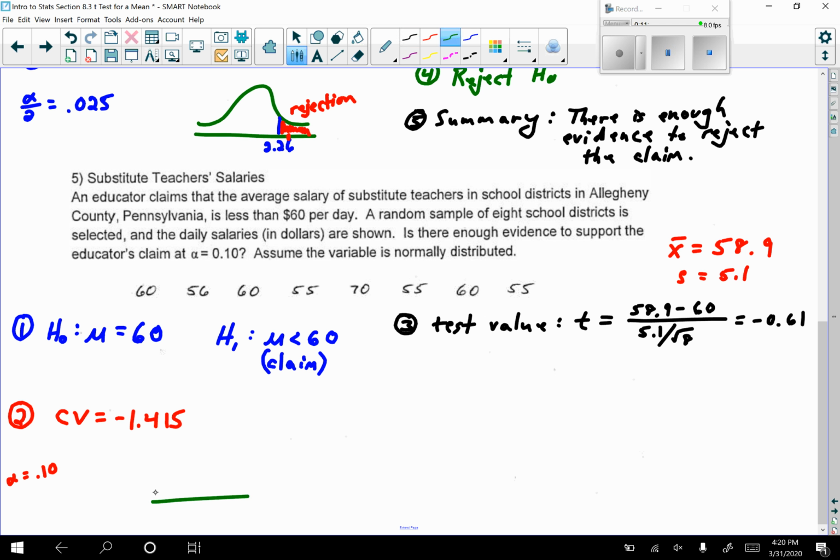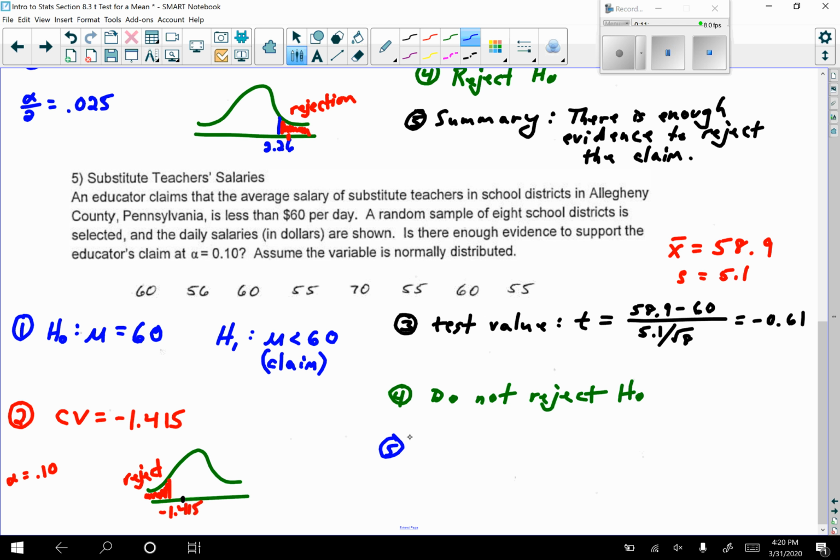Again, if we make a little sketch, here is our critical value at negative 1.415, and our test value is at a negative 0.61, so we're somewhere up here. So if it fell to the left, that would be in the critical region, so this is the area where we would reject. So then our decision is to not reject the null hypothesis.